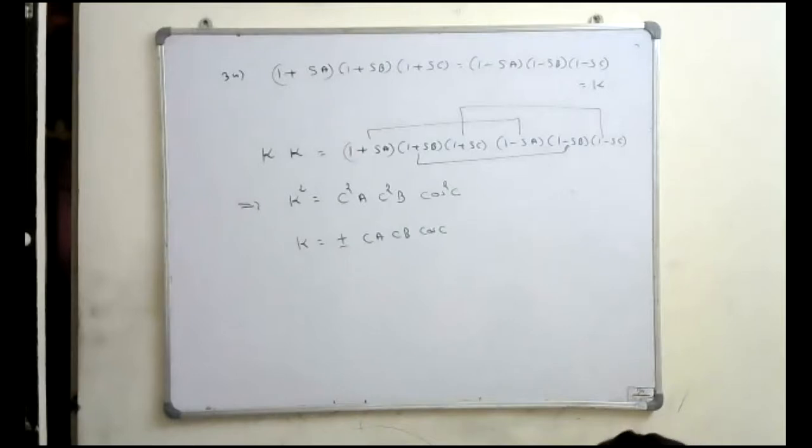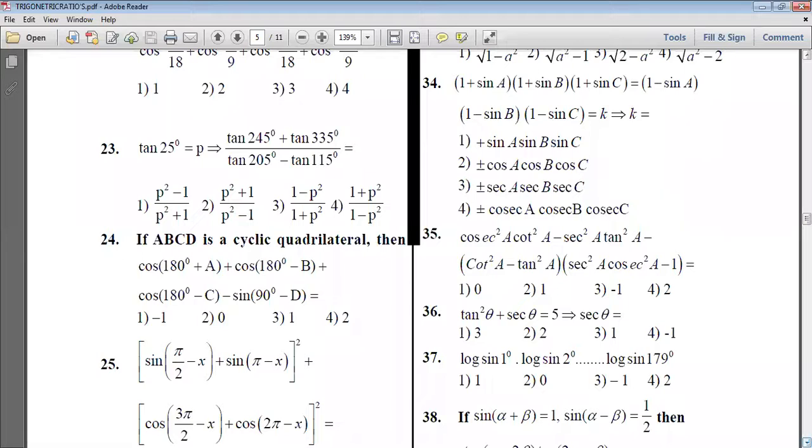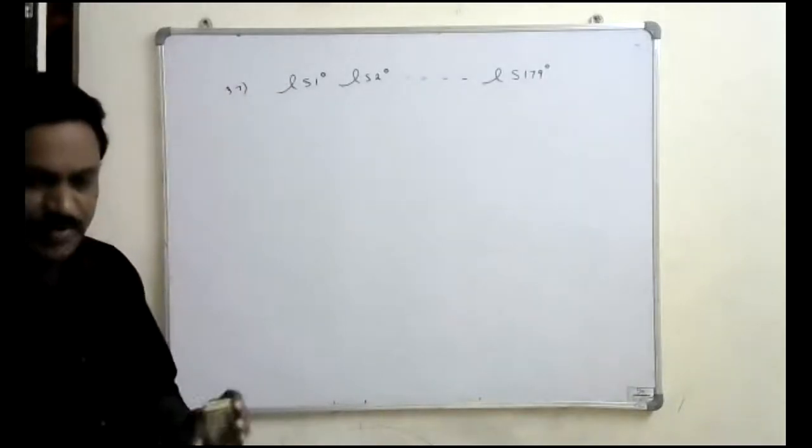Question number 37 also. Look at the 37th problem. Observe this. It is log of sine 1 degree into log of sine 2 degree into and so on log of sine 179 degree. So 0. That is 0. Good. So just observe that it is a very simple question.